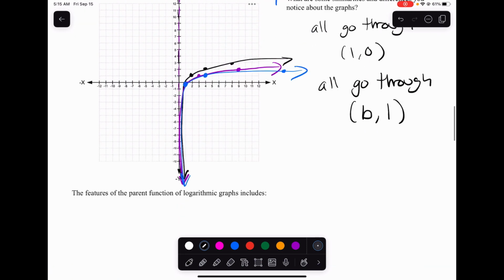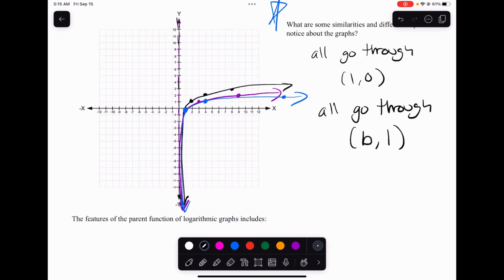Now, additionally, they all have an asymptote at, oh my goodness, Alexa, stop. Oh my God, Alexa, stop. I don't know why she does that. She does that every morning.